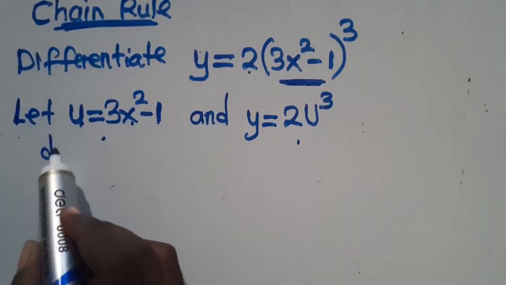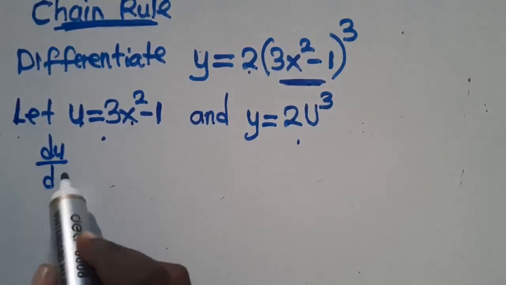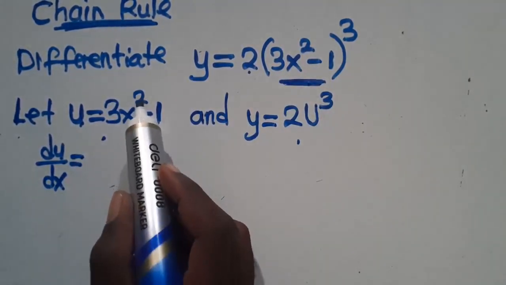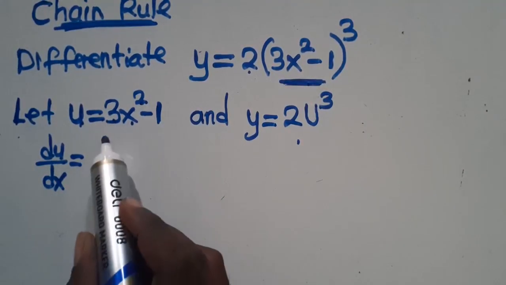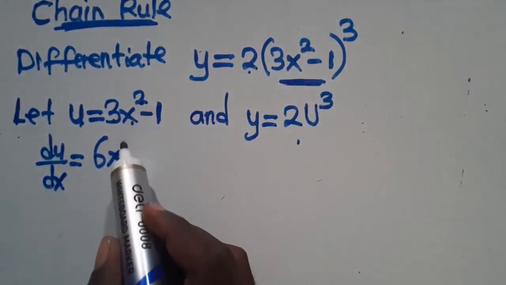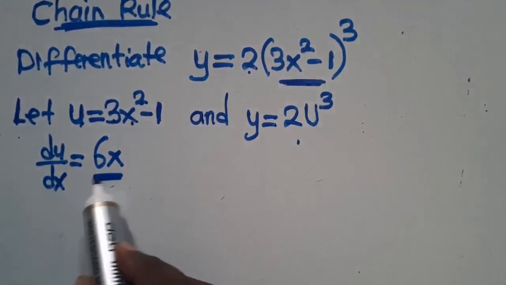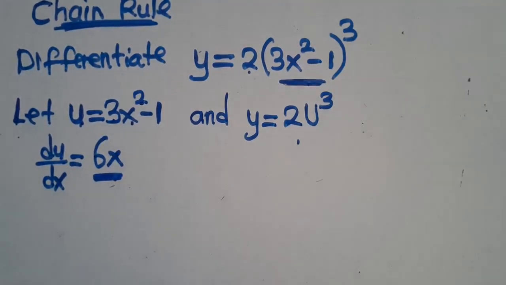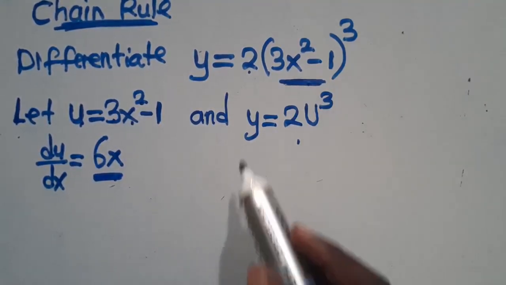So you say du/dx is equal to 2 times 3, that is 6, then x to the power 2 minus 1, it is 1. We don't show a 1. So this is the answer. We've differentiated. You can't differentiate a constant number. You just leave it. Then we move to this one.